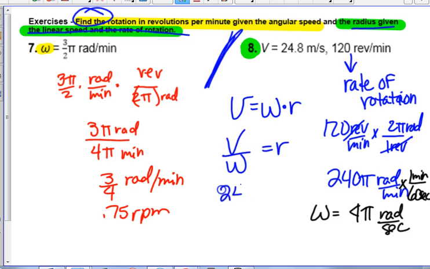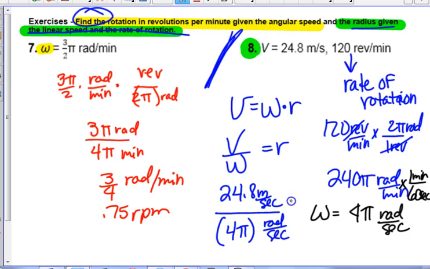Okay, so we have 24.8 meters per second divided by 4 pi, which we could have made 12 point whatever, radians per second. Per second and per second will go away. Radians will magically disappear, and we will have what label? Meters. The radius is, okay, yeah, it's almost 2. 1.97 meters. Don't forget the parentheses when you divide. What? Yeah, it's 2.